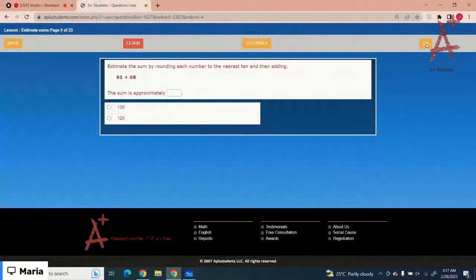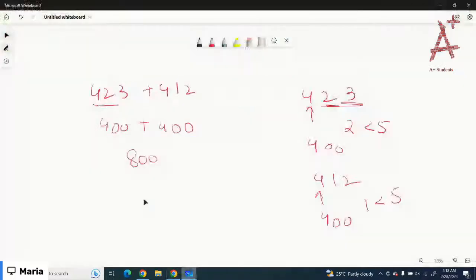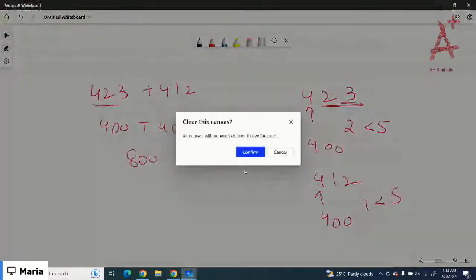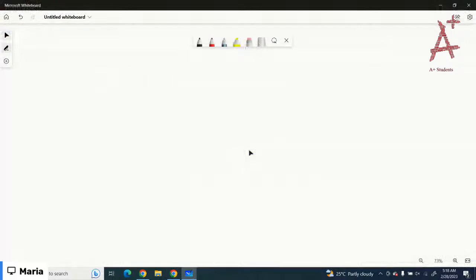Okay, the next one is estimate the sums by rounding each number to the nearest 10 and then adding 61 plus 68. Again, you have to round off both the numbers and then you have to add. Yes, very good. It is 800. 61 plus 68. You have to round off both the numbers.